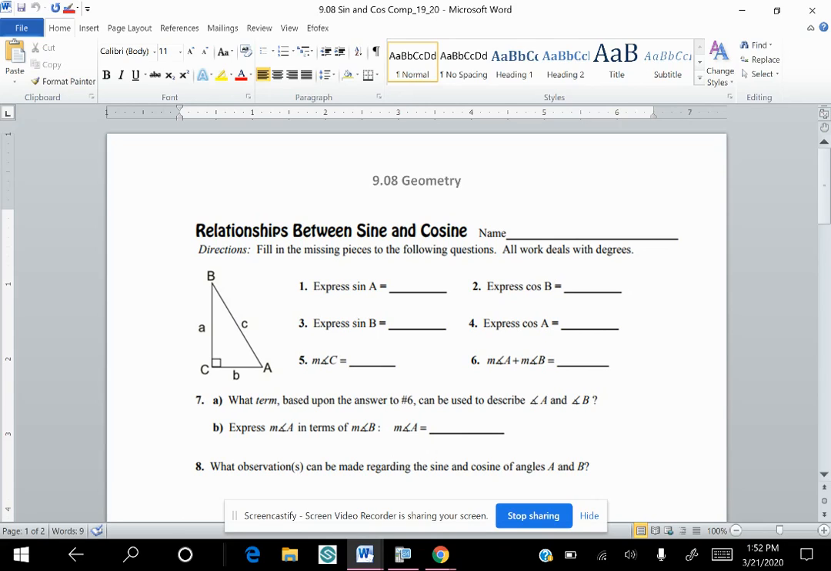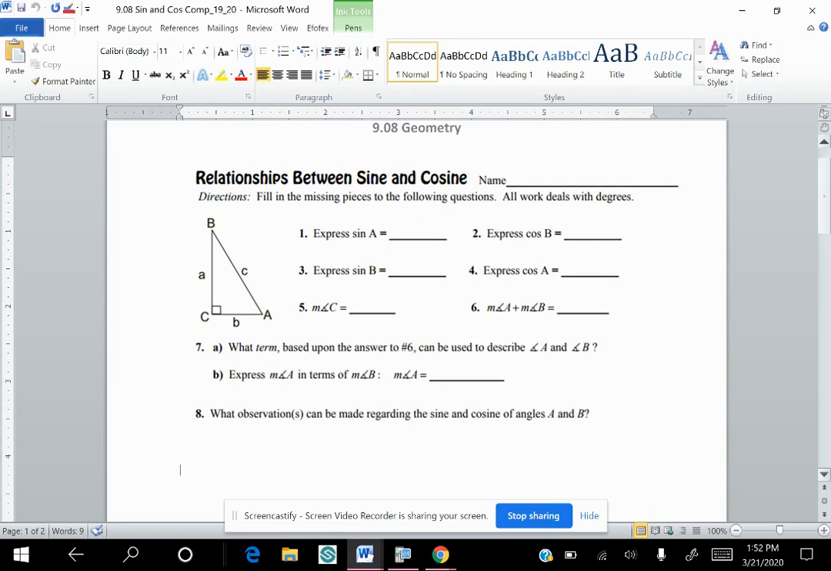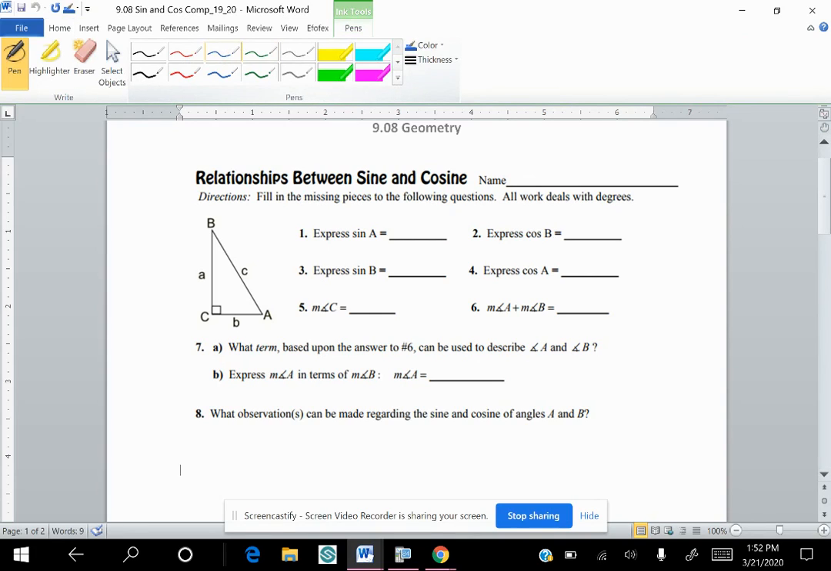And you should have picked up this sheet the last day you were in school, or you can print it out again, or you can write it on loose leaf or a tablet or a Chromebook or whatever you have. So relationships between sine and cosine, fill in the missing pieces. We're just going to try to figure out what is the relationship between sine and cosine here.